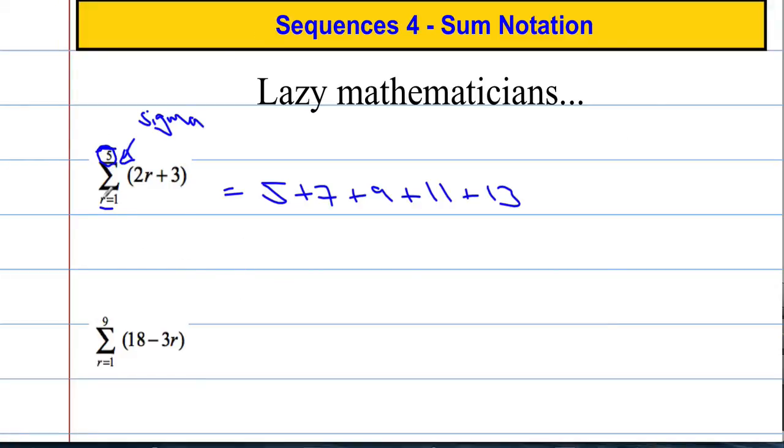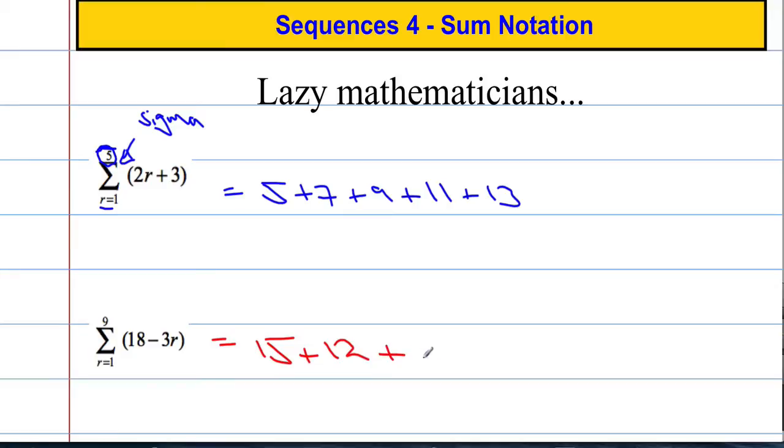If you've done statistics, you should be familiar with this because we actually use this symbol to work out the mean. Let's have a look at this one here. Again, we can use some notation instead of writing out the whole series. So I'm going to put 1 in, do 18 take away 3, which is going to give me 15. Increase the value of r by 1, so r is now going to be 2. 18 take away 2 lots of 3, so 18 take away 6 is going to be 12.